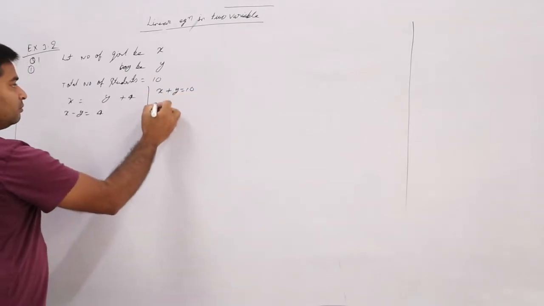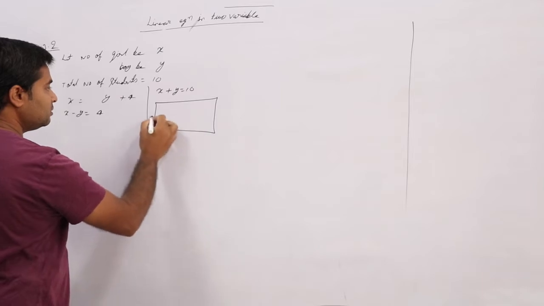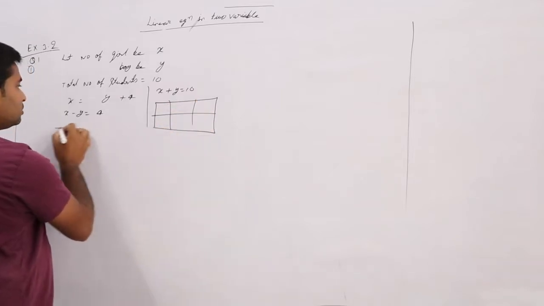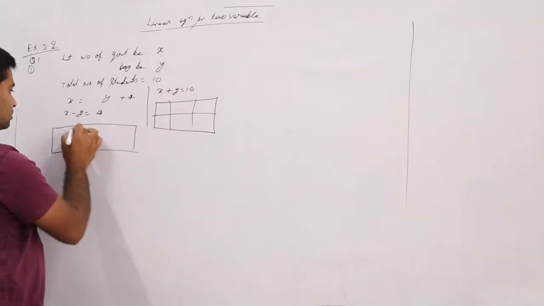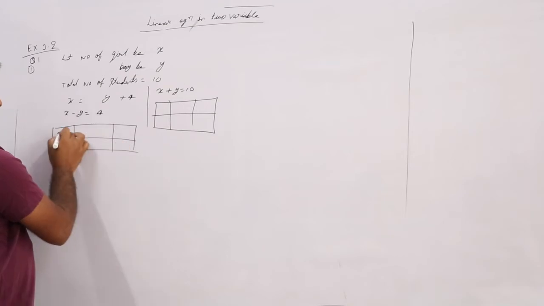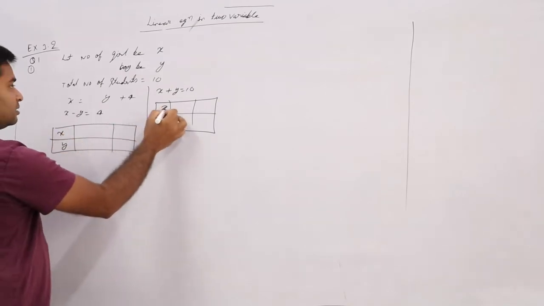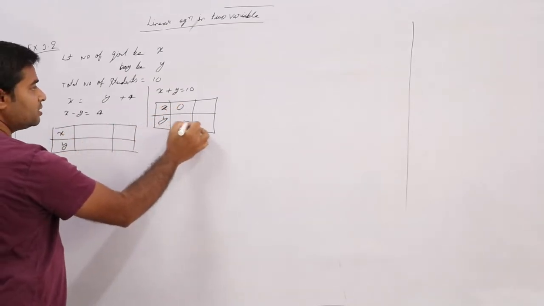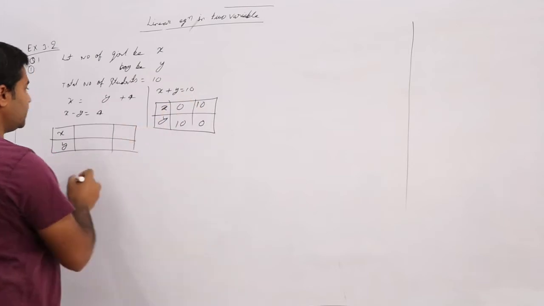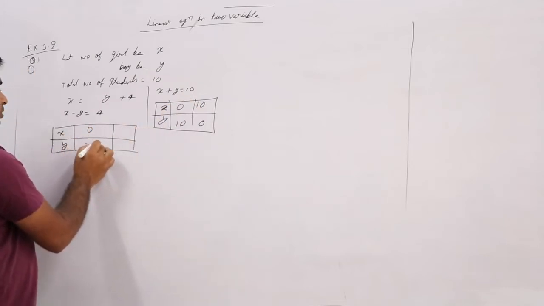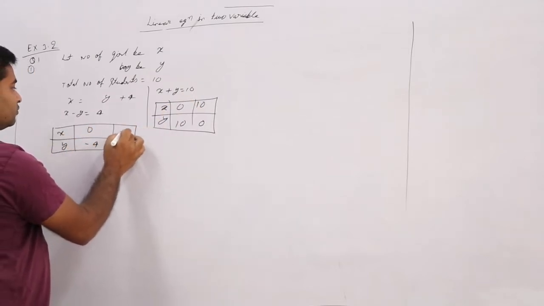Now make a table here, and here also. For the first equation: x is 0, y is 10; y is 0, x is 10. For the second: x is 0, y is minus 4; y is 0, x is 4.